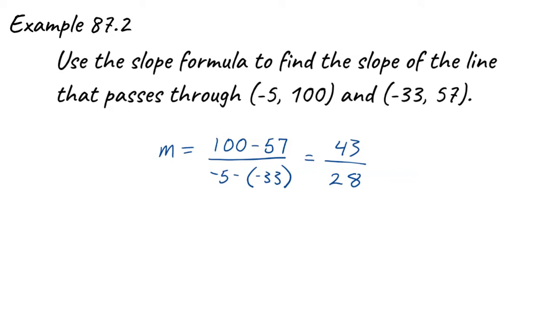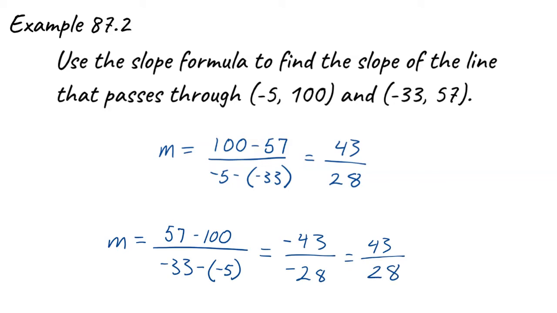In example 87.2, we're going to use the slope formula again to find the slope of this line that passes through -5, 100 and -33, 57. So we choose the first point and sub it in, and then we choose the second point and sub it in, and we get a slope of 43 over 28. If we reverse the points and we use the second point for point 1 and the first point as the point 2 position in our formula, we still get 43 over 28. Now we had a -43 over a -28, and we know from our rules that when it comes to fractions, if you have a negative over negative, it's a positive. So we can swap that out and get the same exact slope.